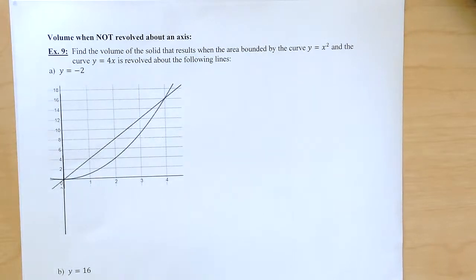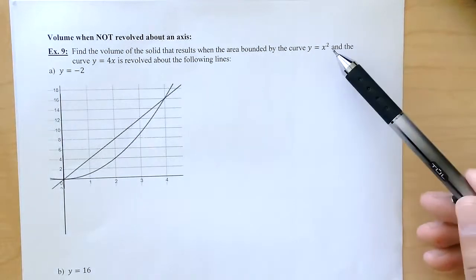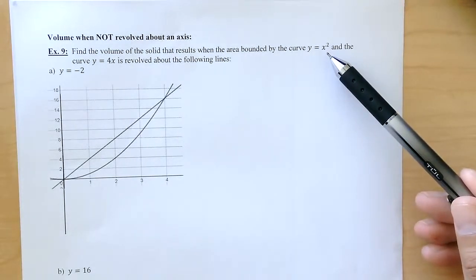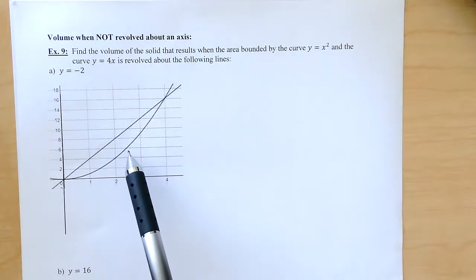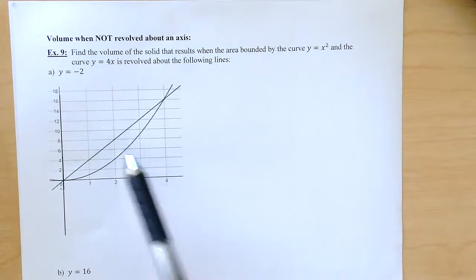Good morning, everyone. Okay, this is homework number 95, example number 9, finding the volume when we're not revolving about an axis. There are four examples with different axes of revolution. So let's look at part A. We're given the curve y equals x squared, that parabola, and we're also given the line y equals 4x. So you could tell this is the parabola and that's the line 4x.